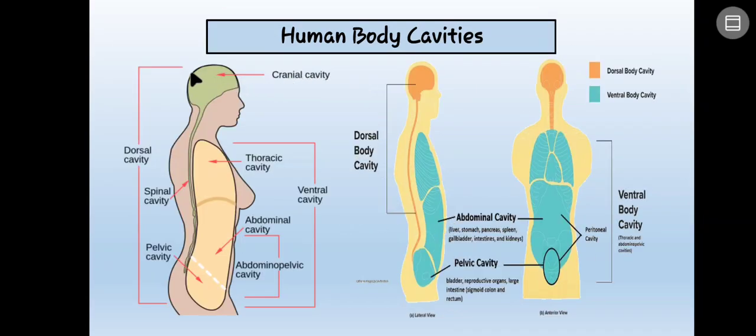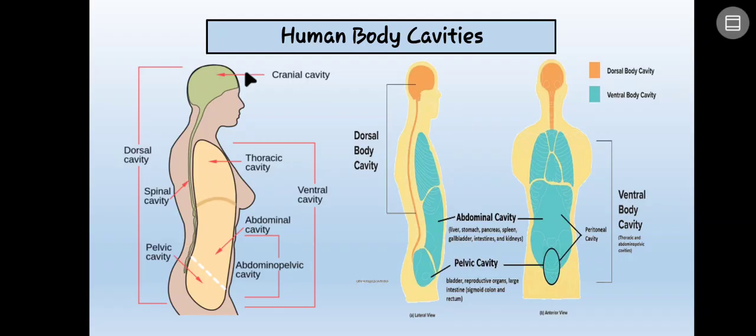So we have the dorsal cavity, which consists of the cranial cavity and then the spinal cavity. And then we have the ventral cavity, which consists of the thoracic cavity and then the abdominal cavity. In fact, the abdominal cavity can be further divided into the abdominal cavity and then the pelvic cavity. Together we call it the abdominopelvic cavity.